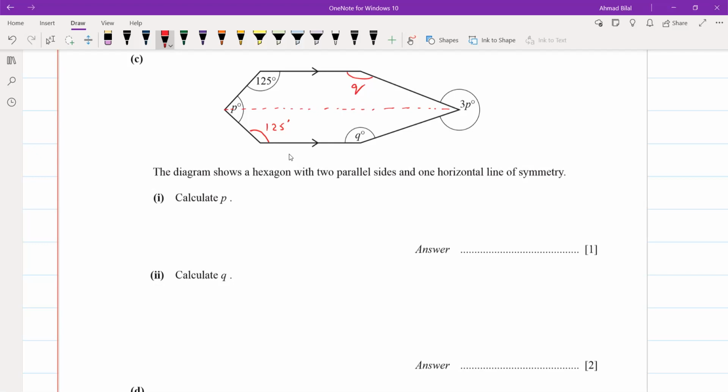Now, what can we do now? It asks us to calculate the angle P. You have to calculate angle P. Okay, so what can we do for that? For angle P, one idea could be that you draw a vertical line here. Make a right triangle here.